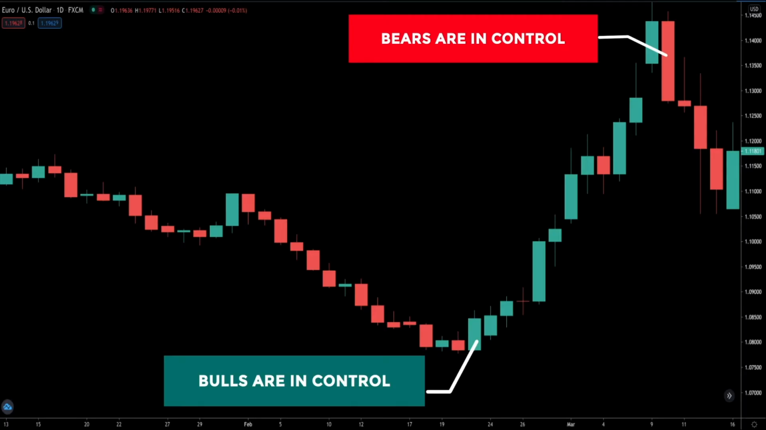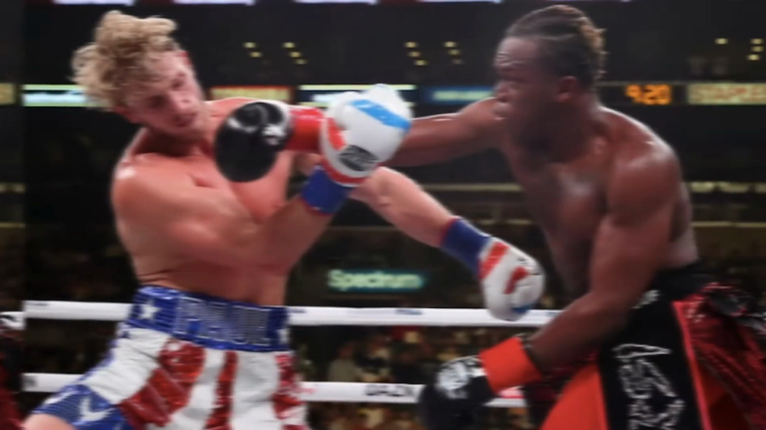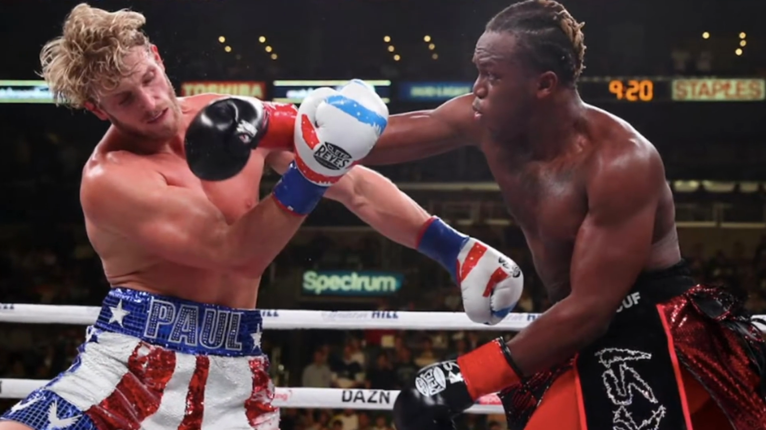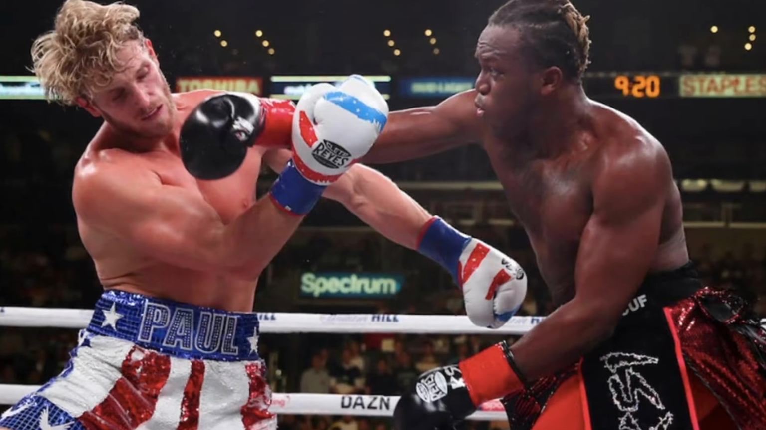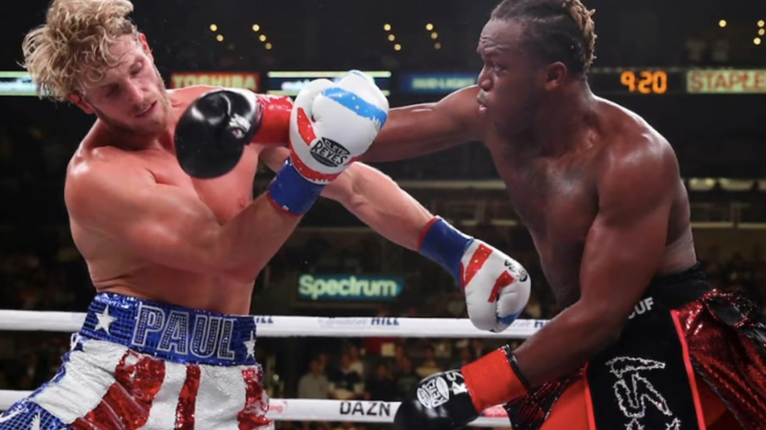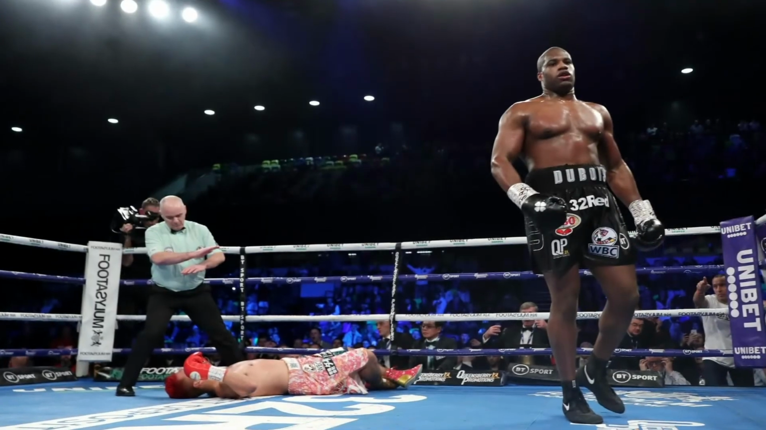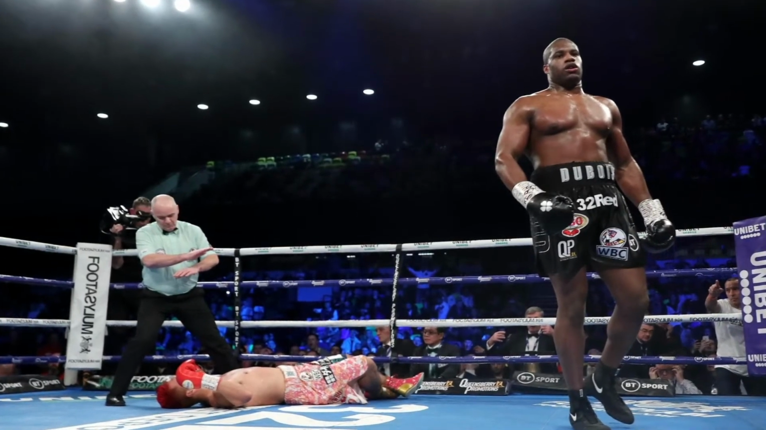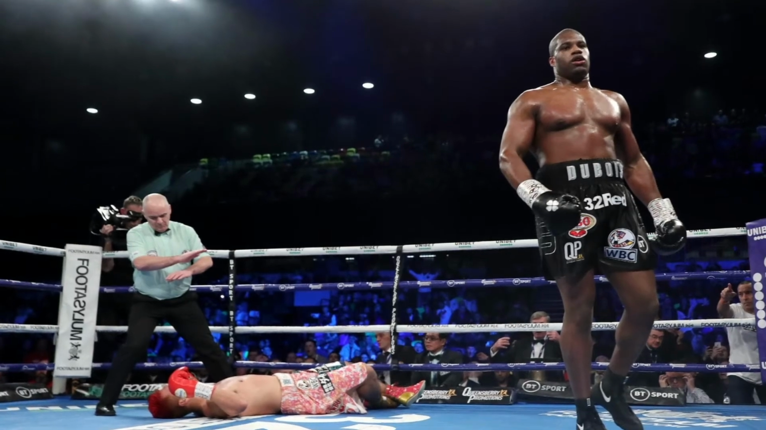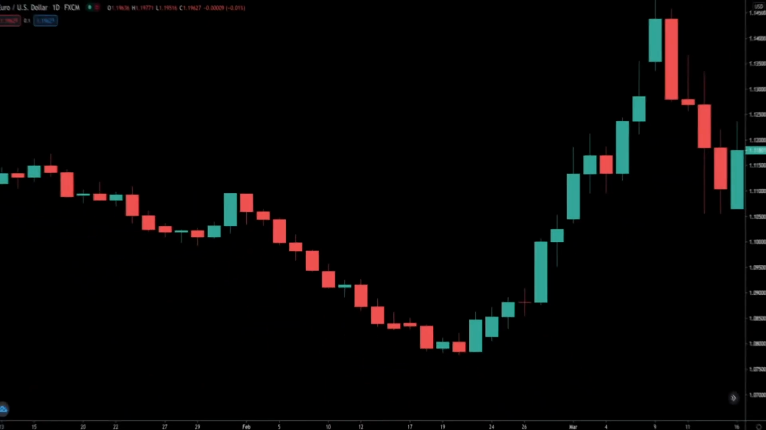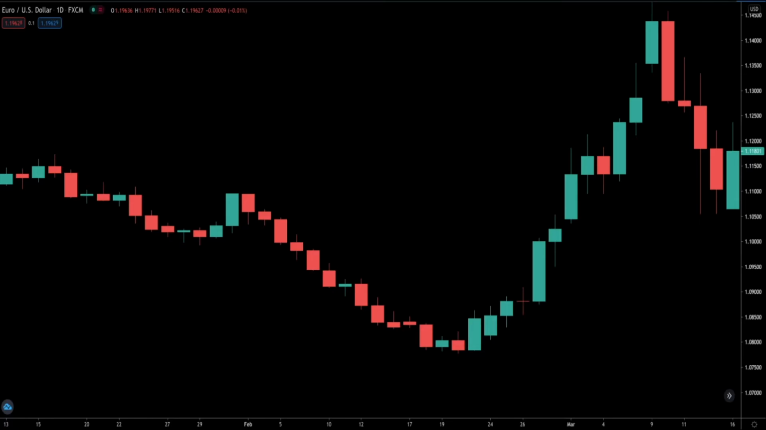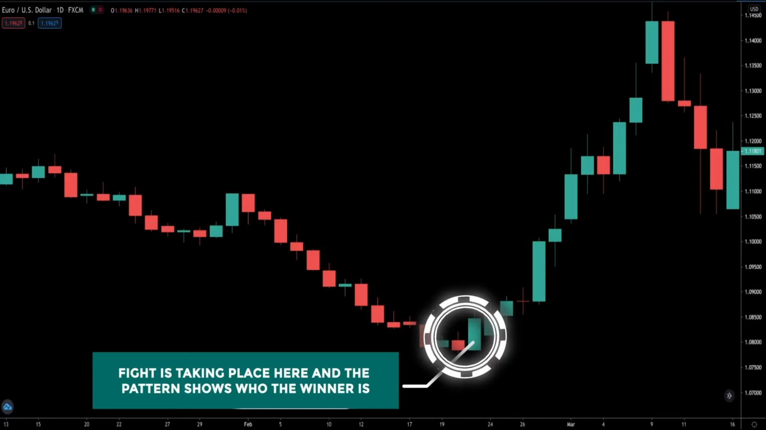The underlying psychology is easy to understand for this one. Suppose two boxers get into a boxing match. How do you tell who is a better boxer? Do you do that when the match is still in progress? Or when boxer A knocks boxer B out with a KO? Well, it should be obvious. In the case of an engulfing pattern, it is like the bulls and bears are getting into a boxing match, and an engulfing pattern shows who the winner is.